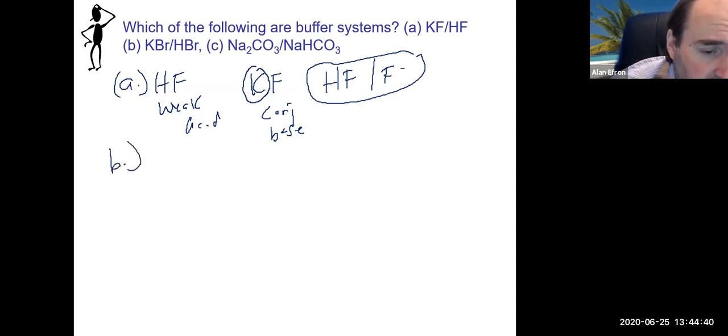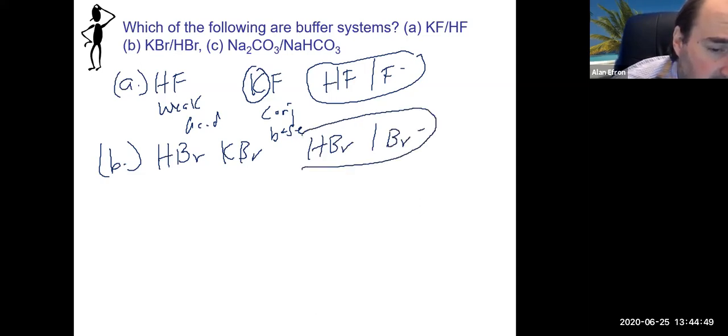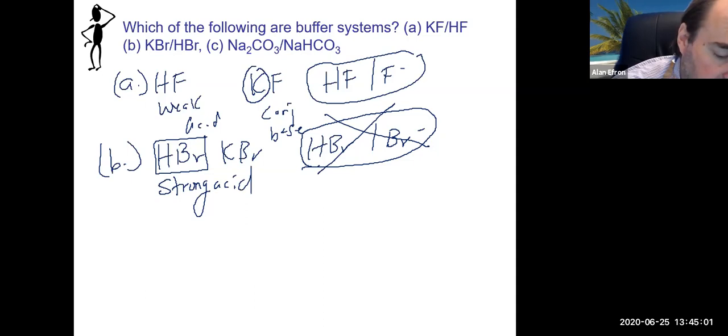B is related to each other. We got HBr and we got KBr. Same deal. This is really HBr and Br minus. And this guy here is related to each other, but this is not a buffer, and that is because HBr is a strong acid, right? Remember, acid strength increases as you go down group 7. And because it's a strong acid, you cannot have a buffer that is made up of a strong acid. So that would not be a buffer system.